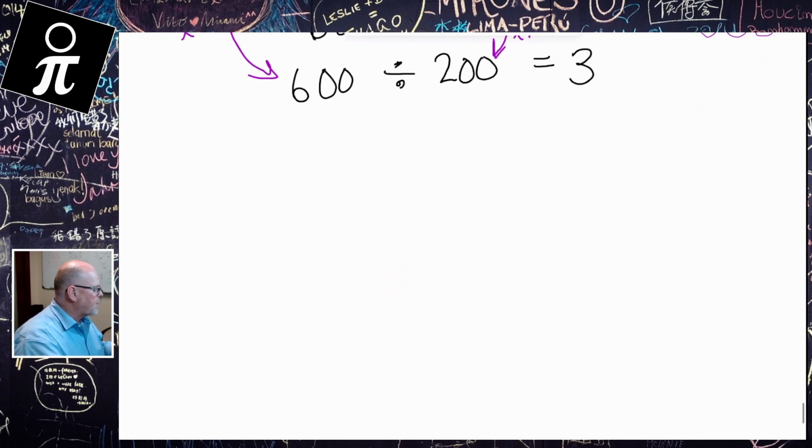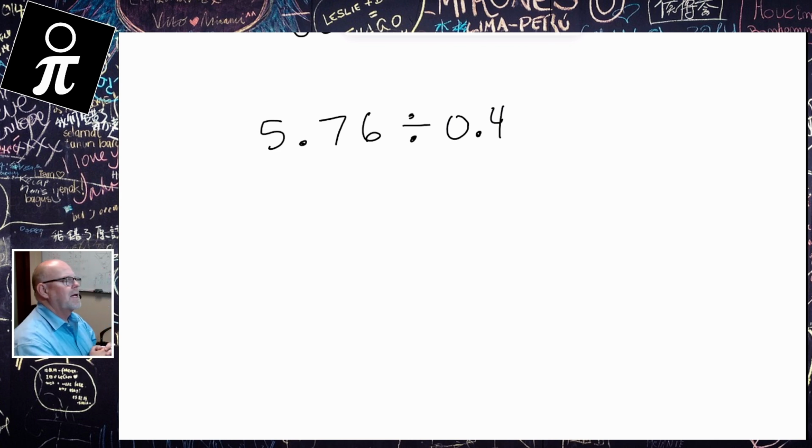That's important that we think about that, because now when I do the problem, let's say 5.76 divided by 0.4, what we're asking is how many groups of 4/10 live in 5.76. So how many groups of 0.4? How do you circle a 0.4?